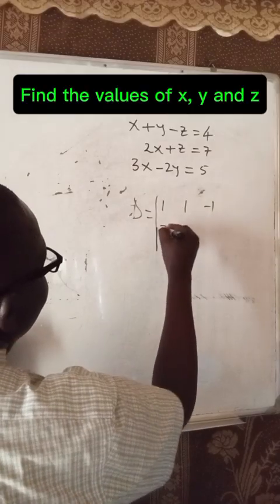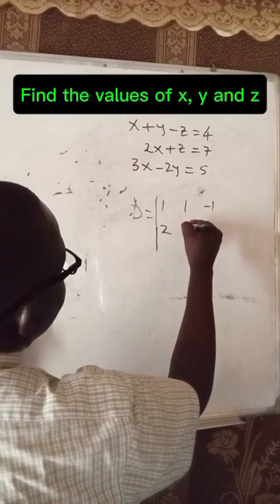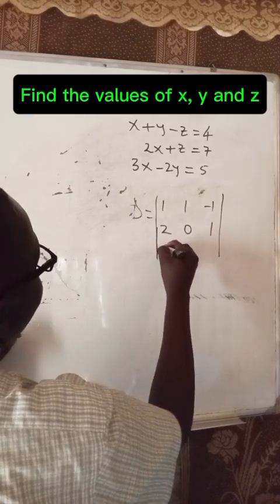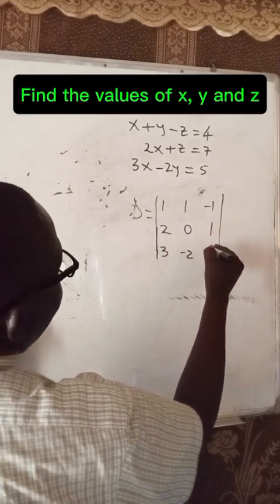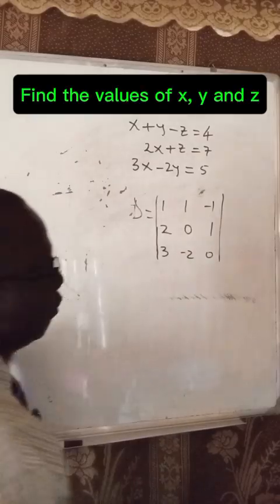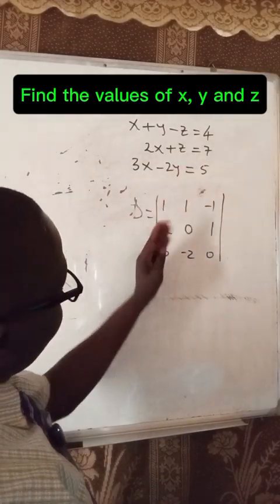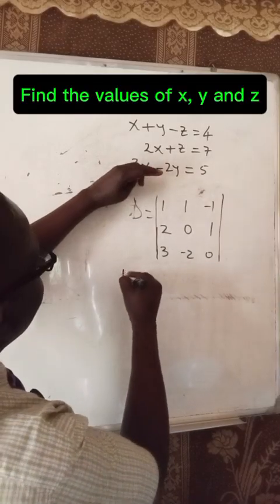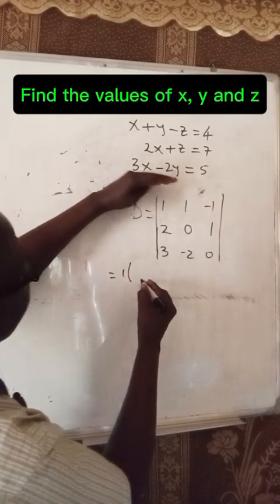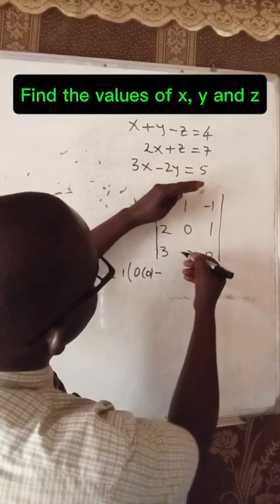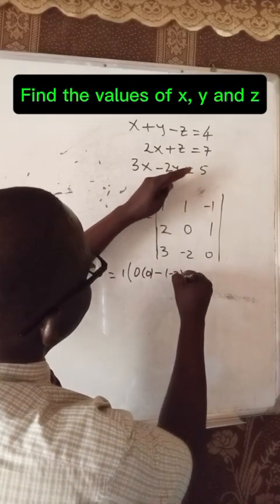In equation 2 we have 2, 0, 1. And in equation 3 we have 3, negative 2, and 0. Now, deleting the first row and the first column, we have 1 times (0 times 0 minus negative 2 times 1).